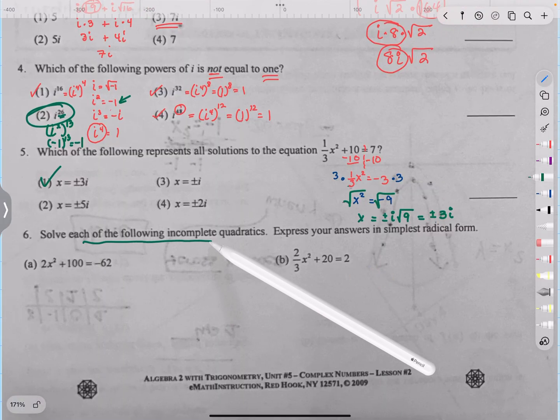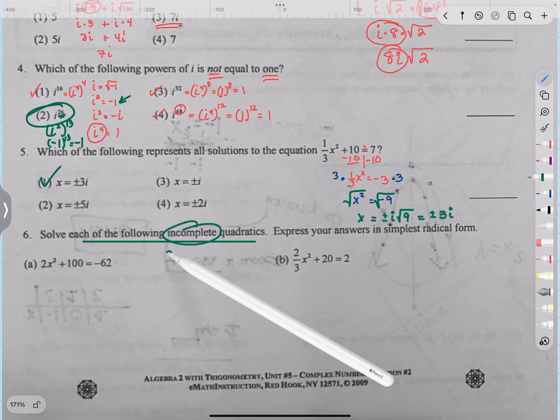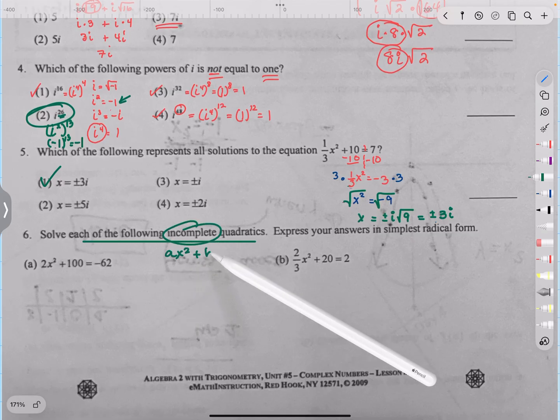Solve each of the following incomplete quadratics. Incomplete quadratics. What that means is there's a full quadratic. You have all three terms. You have your quadratic term, something with an x squared, your linear term, something that has an exponent of 1, and your constant right there. And these are incomplete ones, so they must be missing something. Express your answer in simplest radical form.